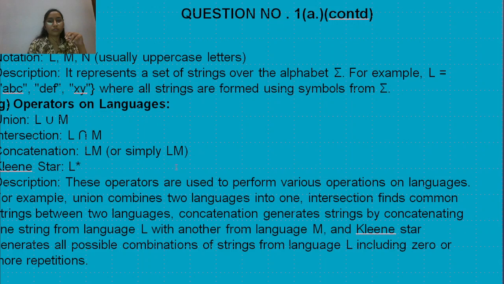These operators are used to perform various operations on languages. Union is used to combine two languages into one. Intersection finds the common strings between the two languages. Concatenation generates strings by concatenating one string from language L with another string from language M. And Kleene star generates all possible combinations of strings from language L, including zero or more repetitions.